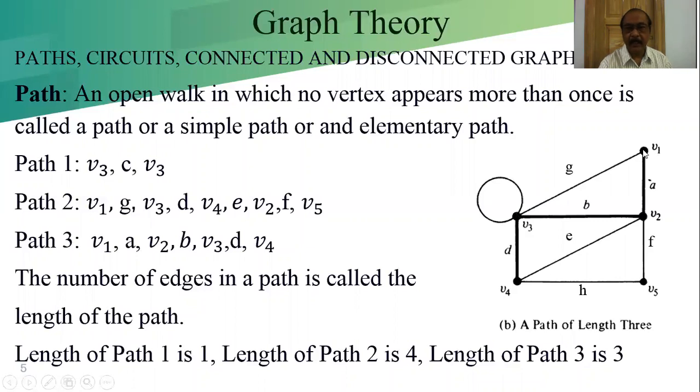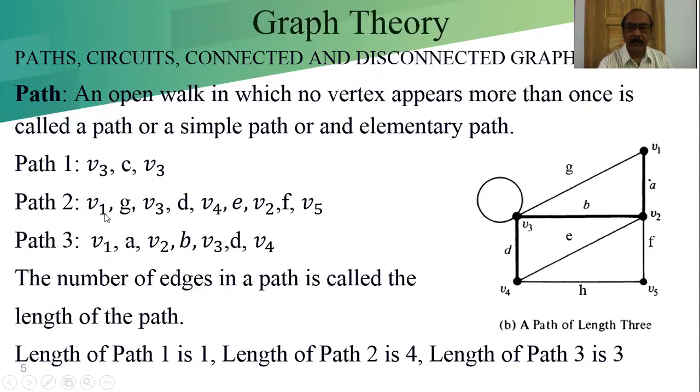Now, if we come back to the start, then it is a closed path. If the start and end vertices are different, then it is called an open path. If the start and end vertices of a path are the same, then it is called a closed path. Path 1: V3, C, V3. This loop is a self loop, and that edge is C. So V3, C, V3 is one path, which is basically a closed path.